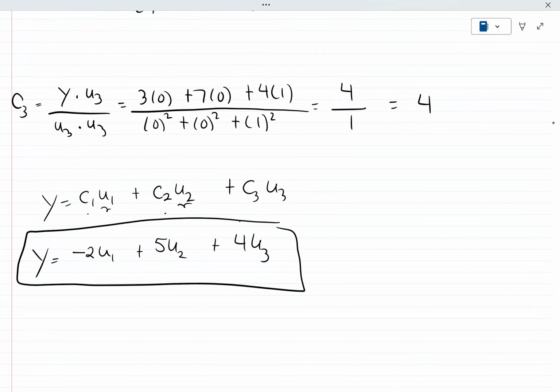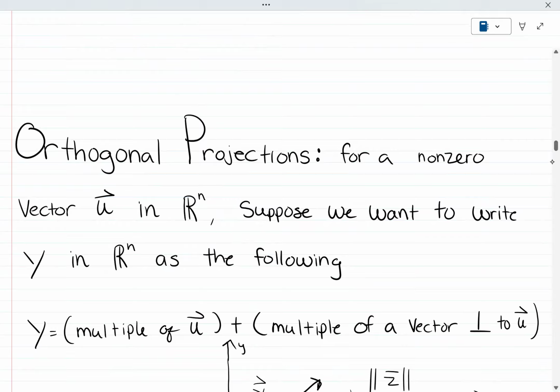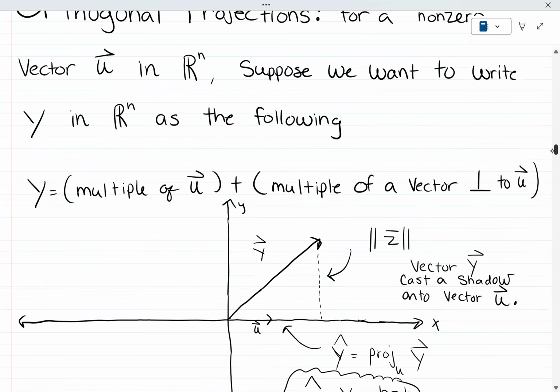Okay. The next thing we're going to have to learn about is orthogonal projection. So, yeah, let's talk about orthogonal projections. So, orthogonal projections for a non-zero vector u in Rn. Suppose we want to write y in Rn as the following: y equals a multiple of vector u plus a multiple of a vector perpendicular to vector u.